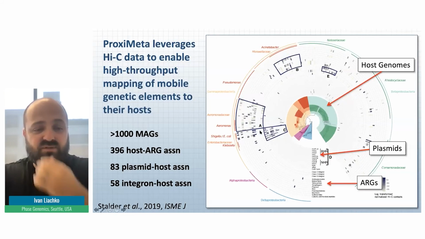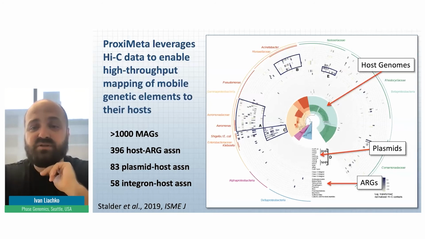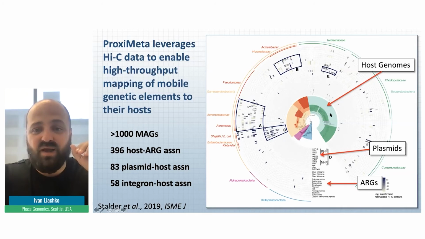We published this with folks from University of Idaho a couple of years ago. What you're looking at is from this one sample, if you just take the proteobacteria, to simplify it a little bit, the host genomes, these bacterial MAGs, are here in the middle. And out here in these concentric circles are plasmids, integrons, and antibiotic resistance genes. When you see a tick mark like this, that means that this antibiotic resistance gene was present inside of that host, okay? And you see there's tons of them. There's all these clusters. If you see a line like this, that means that this antibiotic resistance gene was present in many hosts. So it's moving around.